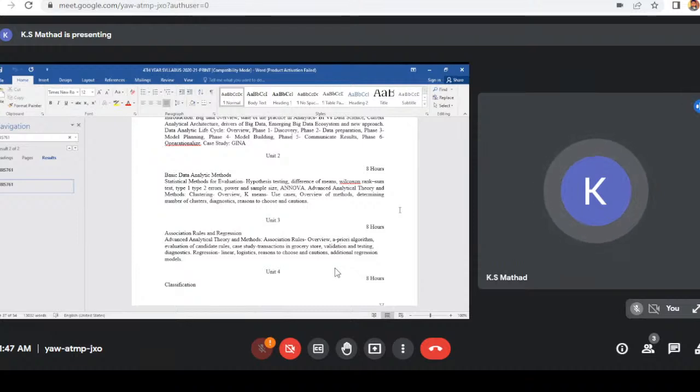Coming on to the third unit, this is for association rules and regressions. So here we are going to take you through the advanced analytical theory and methods, where we will be studying about association rules, overview, a priori algorithm, evaluation of candidate rules, case study. The case study which we are taking here is transactions in a grocery store. So we call it market basket analysis. That we will be doing here. Validation and testing, and then diagnostics of those.